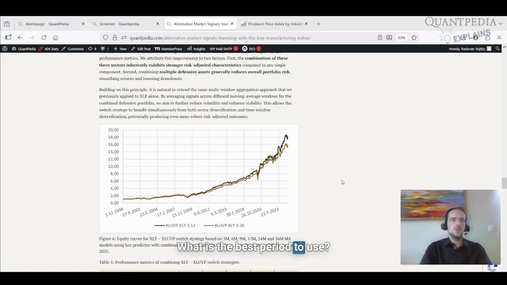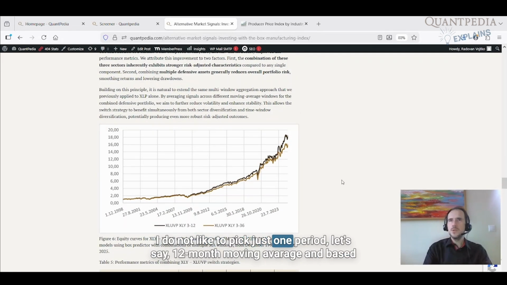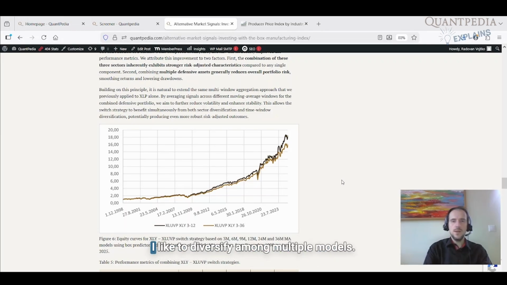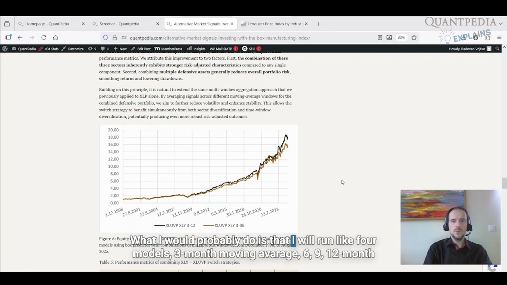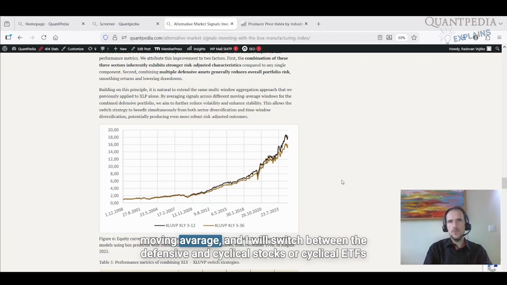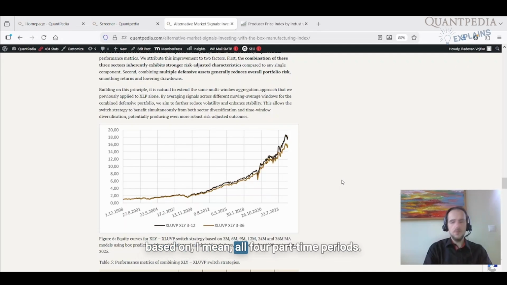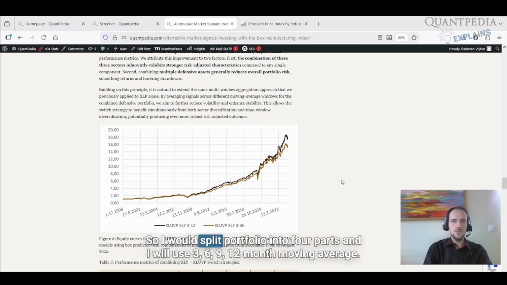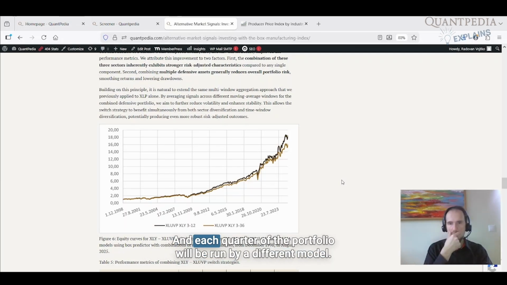What is the best period to use? I do not like to pick just one period, let's say the 12-month moving average, and base my decision on it. I like to diversify among multiple models. What I would probably do is run 4 models, 3-month moving average, 6, 9, 12-month moving average, and I would switch between the defensive and cyclical stocks or cyclical ETFs based on all 4 time periods. So I would split the portfolio into 4 parts, and I will use the 3, 6, 9, 12-month moving average, and each quarter of the portfolio will be run by a different model.